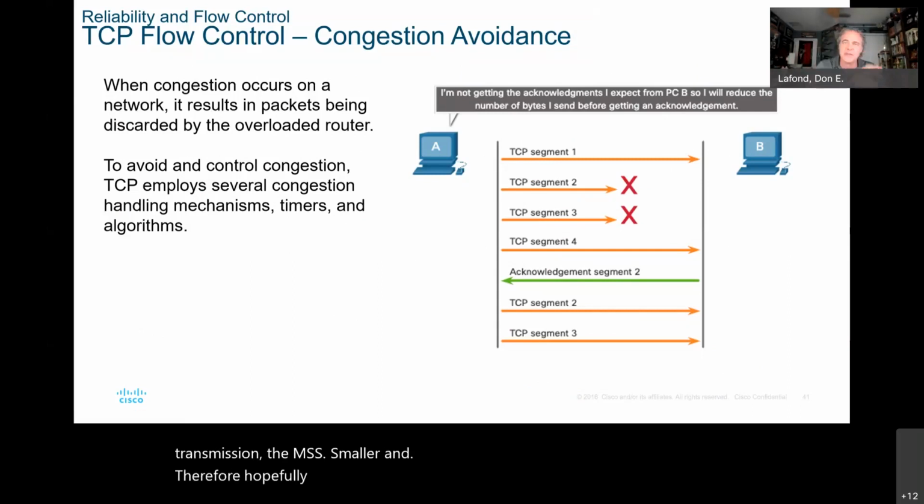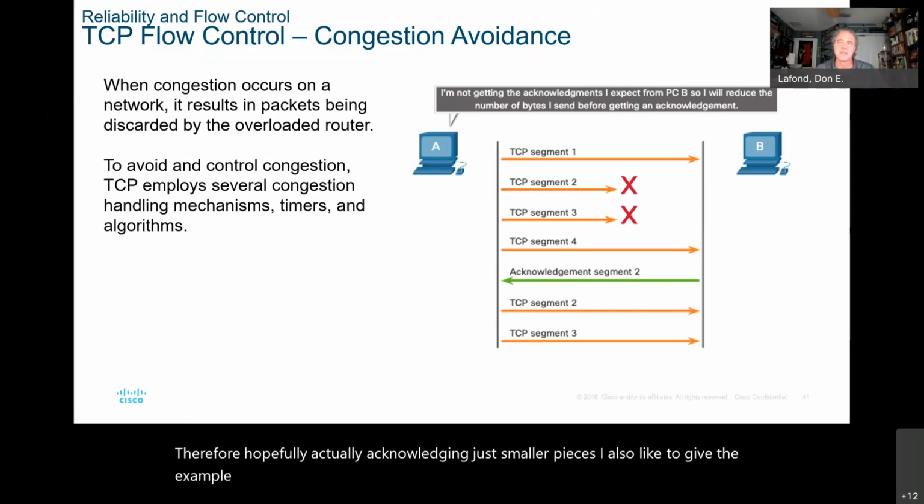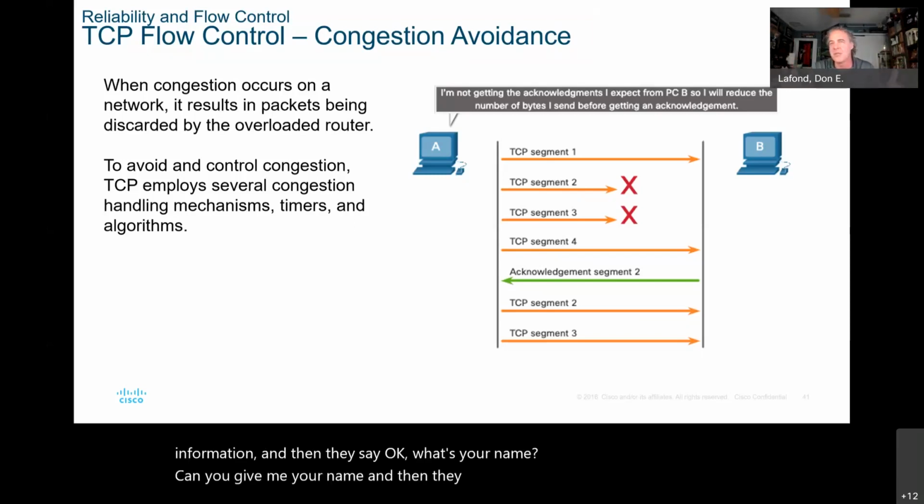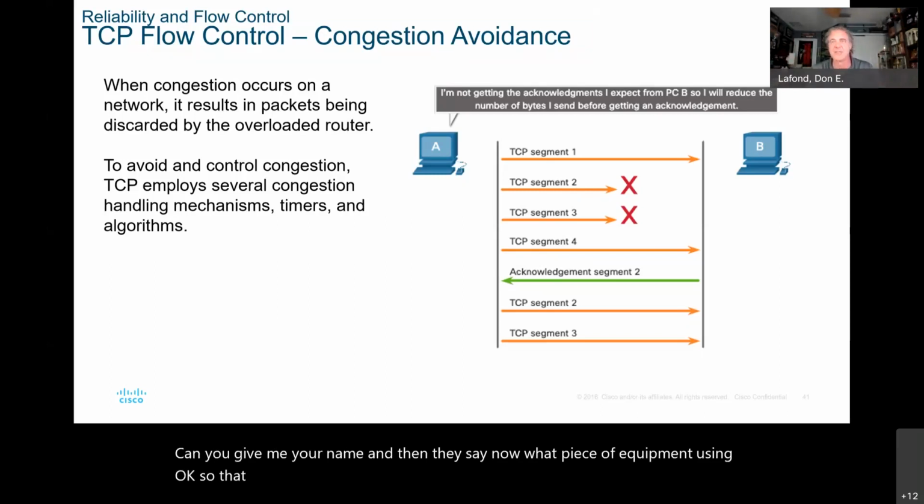and therefore hopefully acknowledging just smaller pieces. I also like to give the example of if you're ever talking to somebody and you give them a whole bunch of information and then they say, okay, what's your name? And you give them your name and then they say, now what piece of equipment are you using? Okay, so that person has a smaller MSS and you've got to shrink the amount of data that you give them at one time.